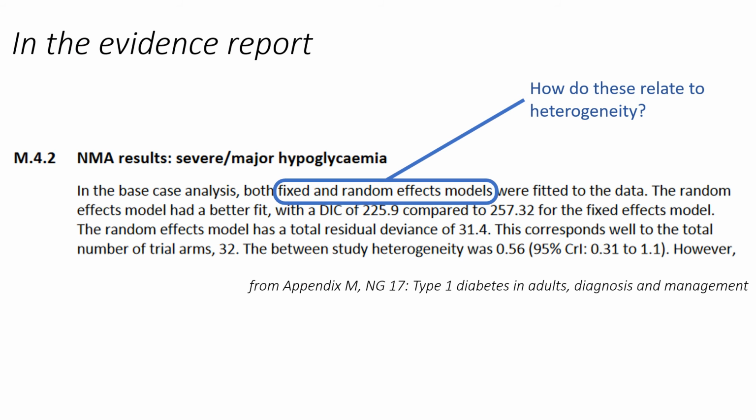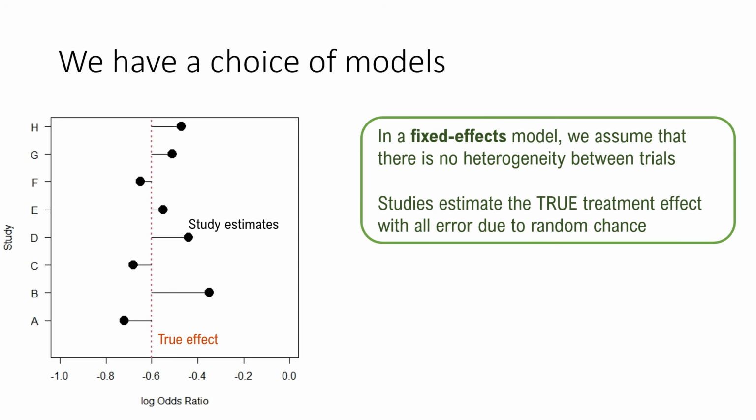However, we may not be able to fully explain heterogeneity using these methods. To explore any remaining heterogeneity, there are two different models that consider the intervention effects in different ways. These are called fixed and random effect models. If we use a fixed effects model, we make the assumption that the only variation between the studies is due to chance, sampling error, and estimate the common true effect, shown here with the red line.